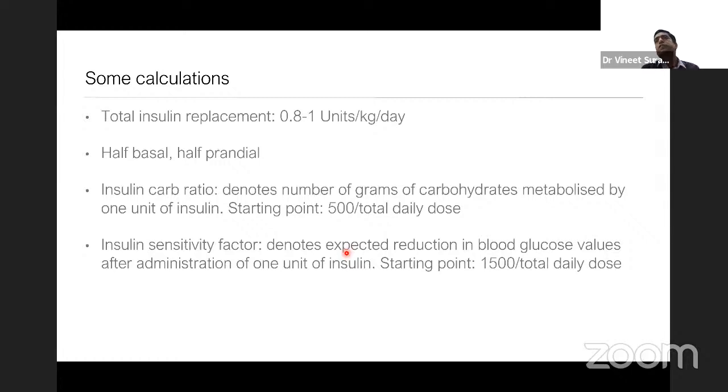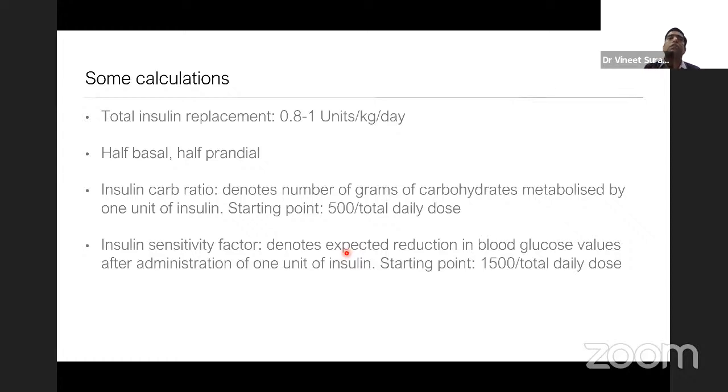There is no fixed ratio, as I said earlier also. So a starting point can be 500 divided by total daily dose. Someone who has 50 units per day, you will do 500 divided by 50 units, which means for each 10 grams of carb, he will require 1 unit of insulin. So this is important for us to understand. Now someone who has a 10 units total daily requirement, which can happen in younger children, for them every 50 grams of carb will require 1 unit of insulin.